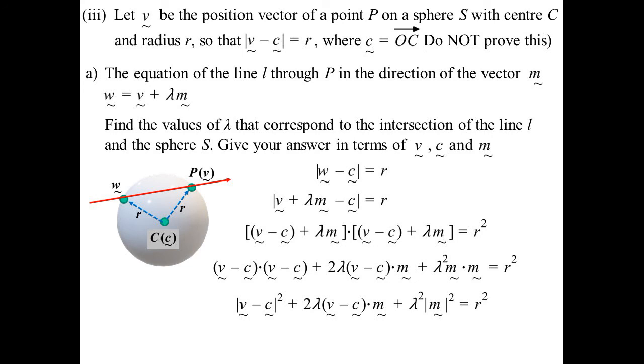Okay. Whew, I've got to get rid of R somehow. Aha. There it is. Magnitude of V minus C. They've even told us in the question. Magnitude of V minus C is equal to R. So that becomes R squared, which will cancel with the R squared on the other side. We no longer have R, and the only pronumerals we have left are lambda, which we want, V, which we want, C, which we want, and M. We should now be able to make lambda the subject here.